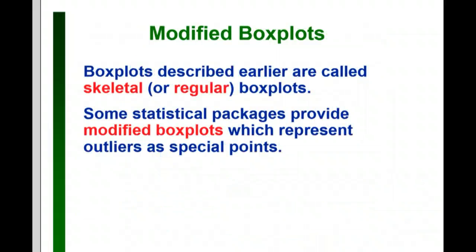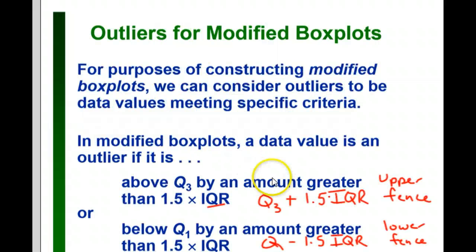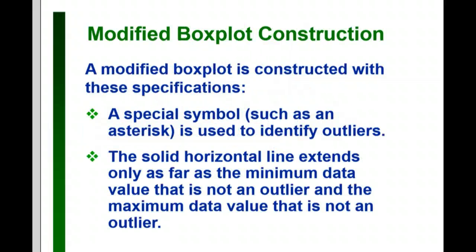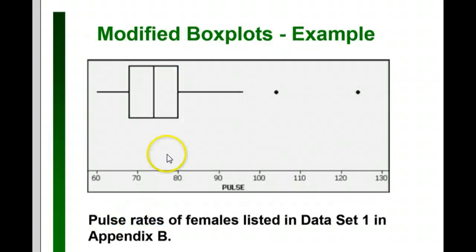And then if we modify our box plot, we use dots to represent the outliers. So we don't make the whiskers go to the largest and smallest values necessarily. We make them go to the largest and smallest values that are within these two values. And then we use dots for anything that is beyond these two values. So here's an example. Here's a modified box plot.